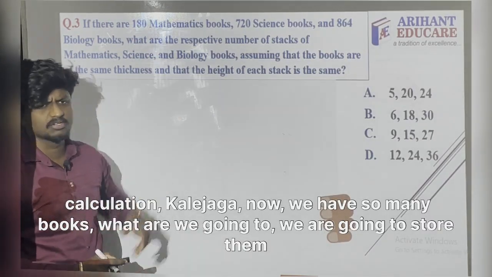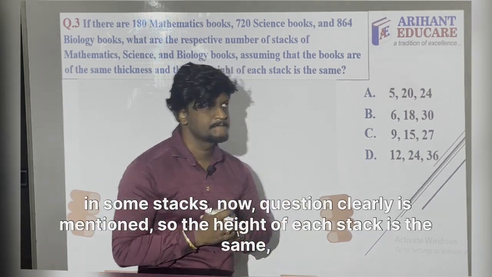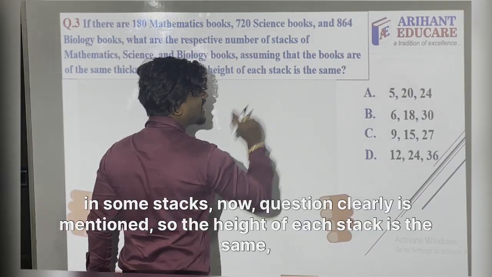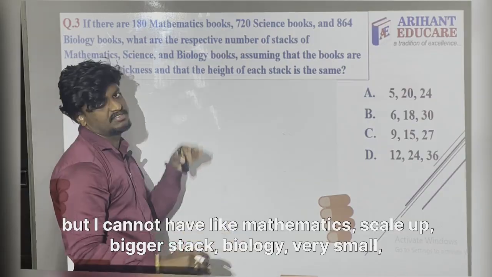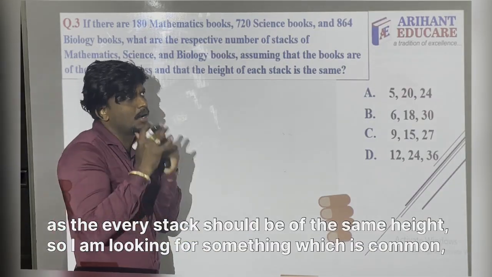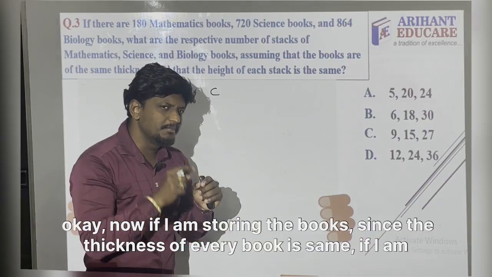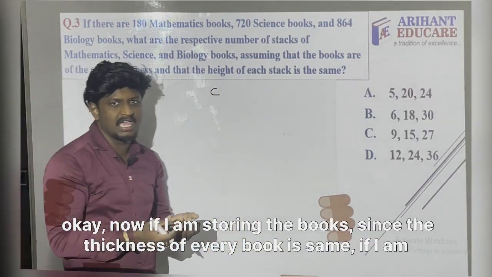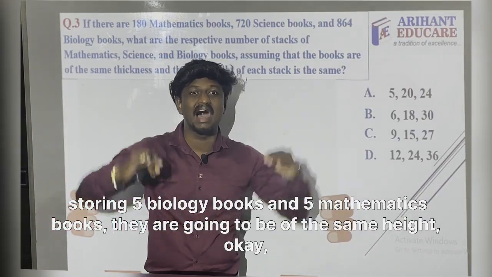Now, there are so many books. What are we going to do? We are going to store them in some stacks. Now, question clearly mentions that the height of each stack is the same. So I can't have like mathematics a bigger stack, biology a smaller stack. Every stack should be of the same height. So I'm looking for something which is common. Okay. Now, if I'm storing the books, since the thickness of every book is same, if I'm storing 5 biology books and 5 mathematics books, they are going to be of the same height.